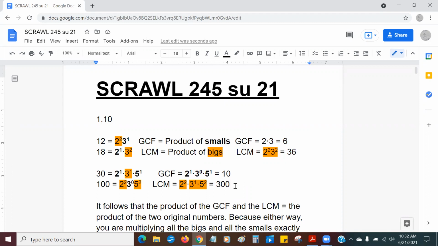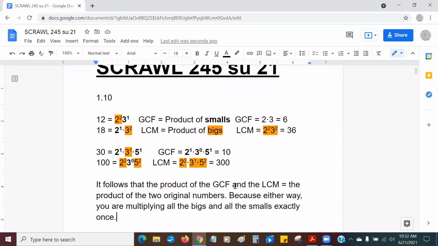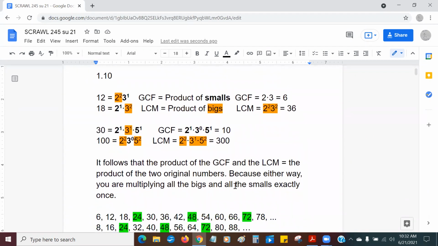Now, it turns out, based on this argument, that the product of the GCF and the LCM is going to equal the product of the two original numbers, because either way, you're multiplying all the bigs and all the smalls exactly once. So that's kind of cool.